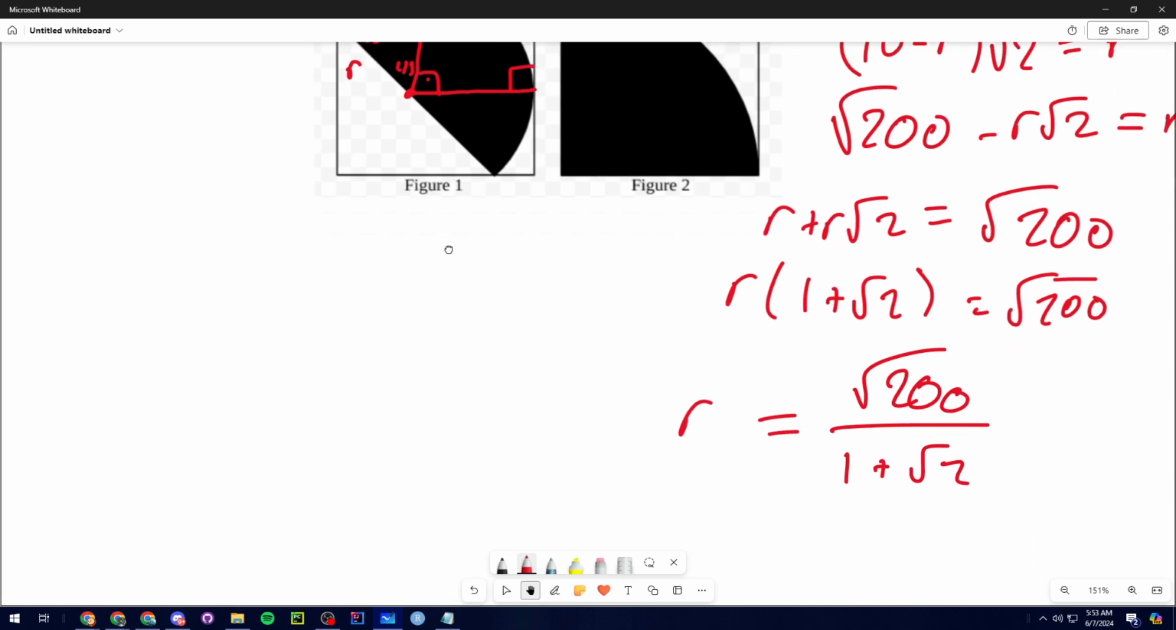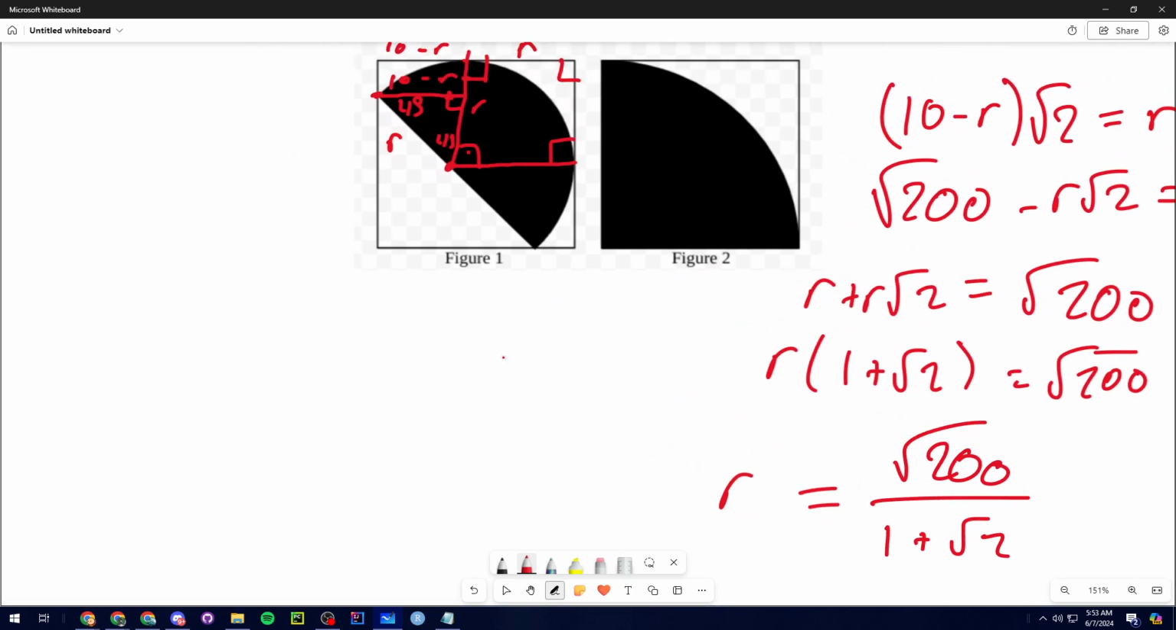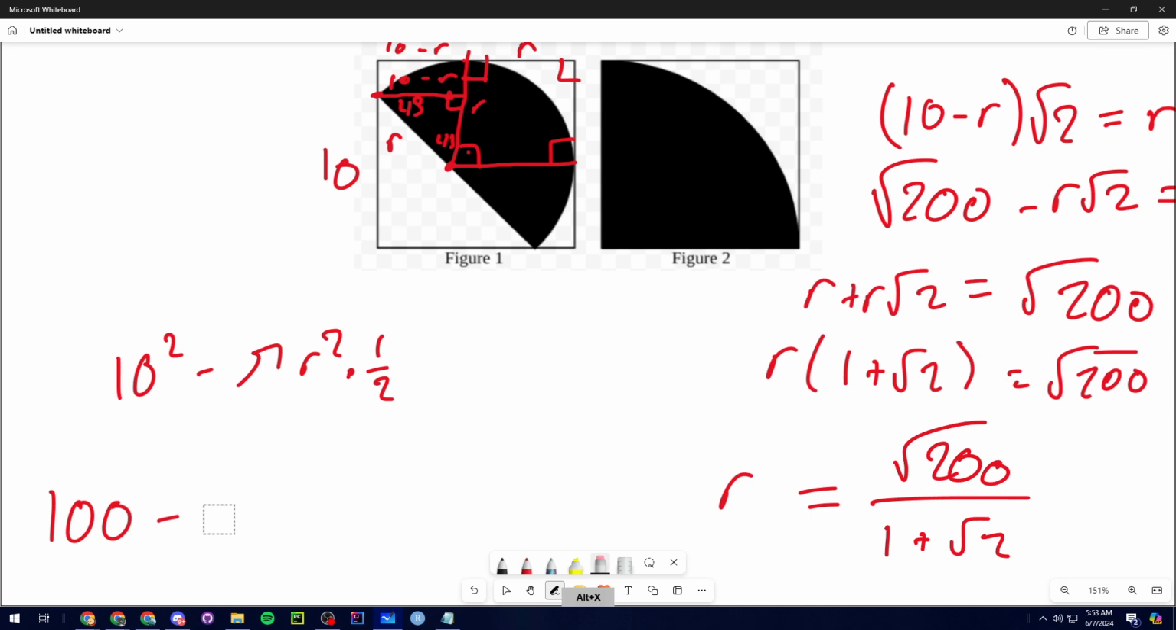So that is the unshaded area, or we need to find the unshaded area. So that's just 10 squared minus pi r squared. Where did I get the 10 squared? That's just the area of the square. So it's just everything in the circle. Oh, and times 1 over 2 because it's a semicircle. I think we have everything we need. So 100 minus pi over 2 times 200 over (1 plus root 2) squared is equal to m1.